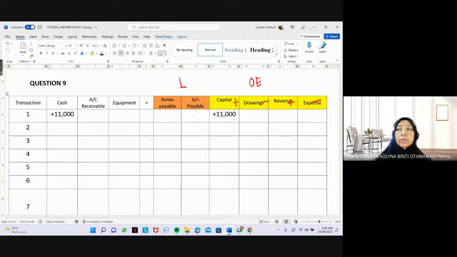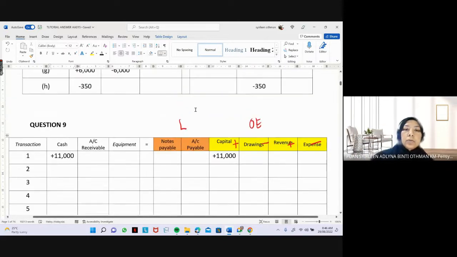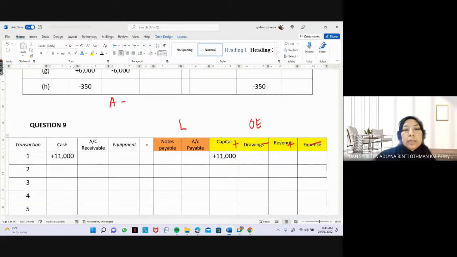Okay, you can also use the 3 columns that I mentioned prior, which is asset equals to liability plus owner's equity. But asset equals to liability plus owner's equity, every time you do the analysis, you must also mention ataupun tulis nama account yang terlibat. Okay, so let's say you have asset is equals to liability plus owner's equity. So kalau pertambahan tu berlaku di asset, that means I will write cash plus 11,000 here. Okay, sorry, an extra 0 there.